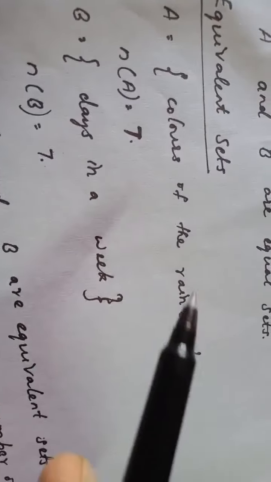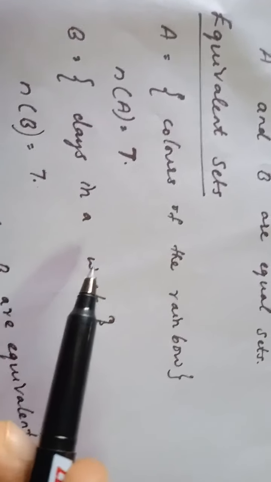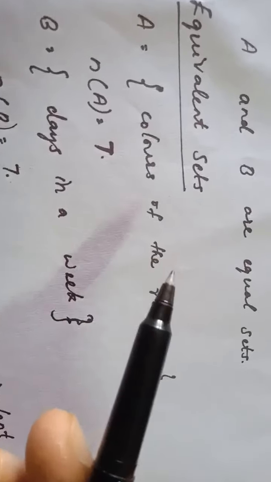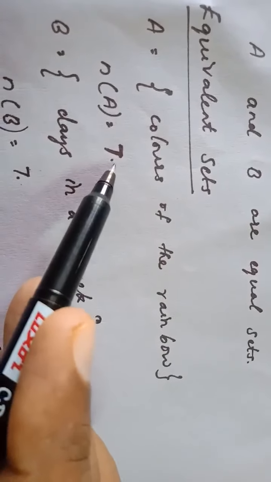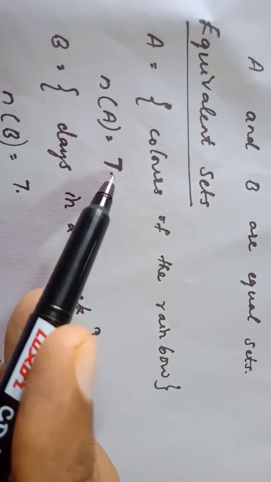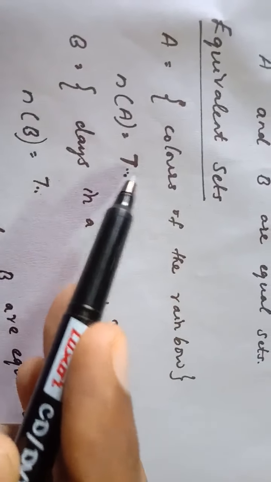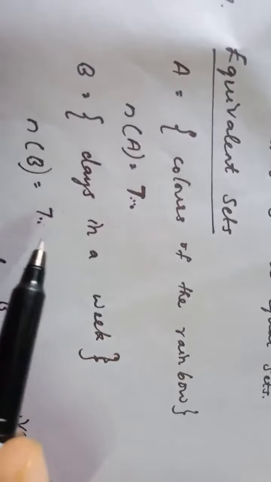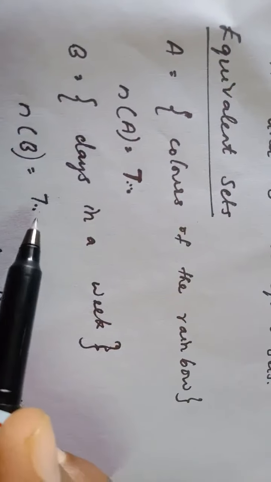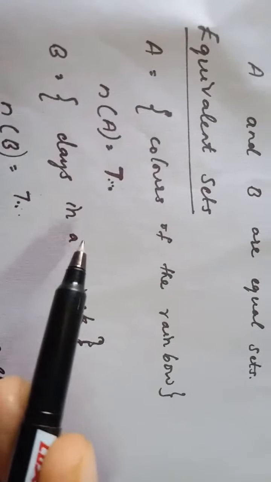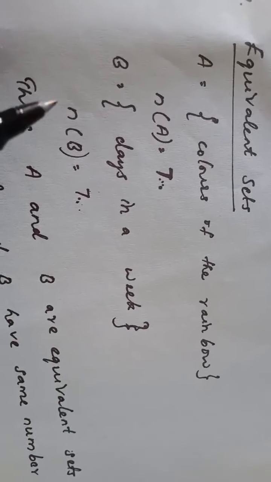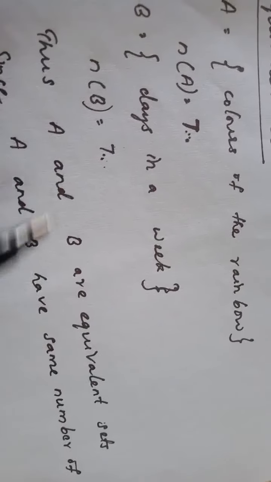Now here we can see that both the sets have same number of elements. That means cardinality of both the sets are same. Here for the first set A, cardinality is 7, and for the second set B, cardinality is 7. Since they have same number of elements, we can say that A and B are equivalent sets. So A and B are equivalent sets since they have same number of elements.